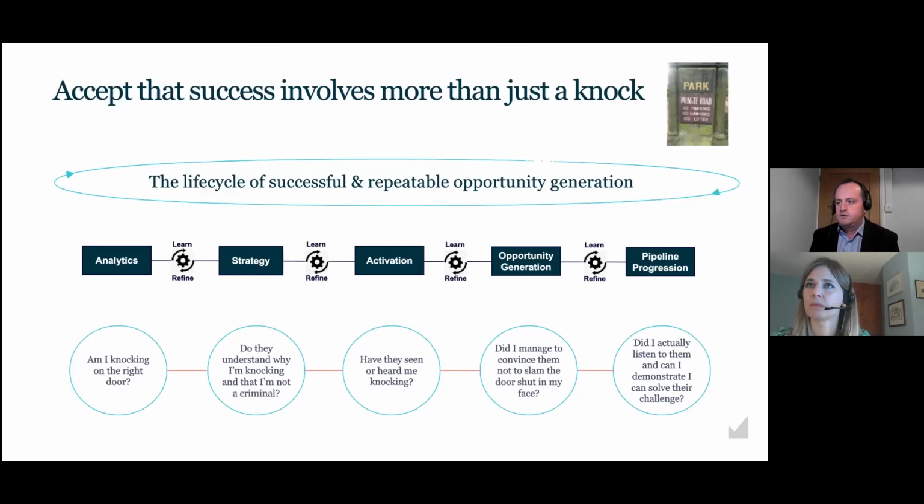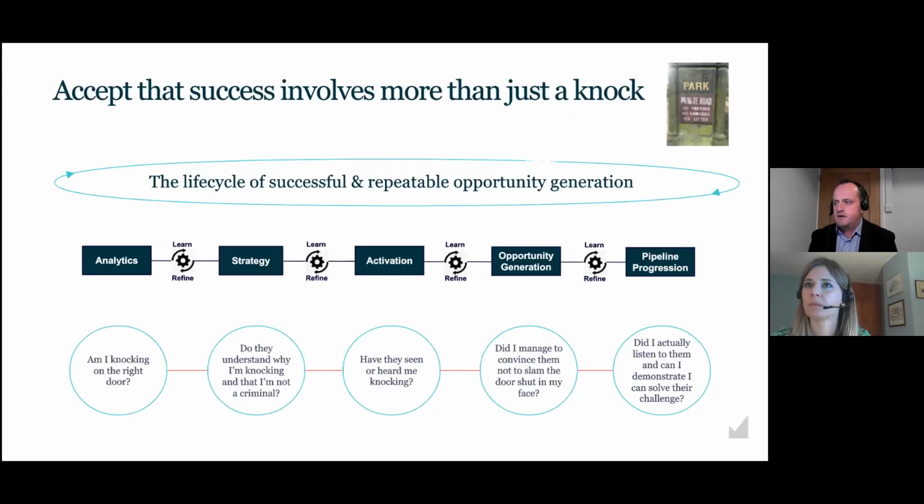And then we move into opportunity generation. Did I actually convince them not to slam the door in my face? This is all about the quality of the connection up front. Making sure that every touch point is maximized, every touch point is acted upon, and every touch point is treated with the level of professionalism that's required, not only to get across the value of your brand and the context of the conversation, but ultimately to make sure you're looking as credible as you can, and the audience believes that this is a conversation they want to take forward with you.